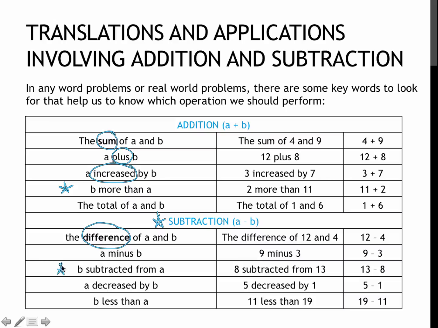This one is a little bit different. B subtracted from A implies that we're starting with A. So 8 subtracted from 13 means I started with 13 and I'm taking 8 away from that. So 13 minus 8. So this one's in the opposite order. A decreased by B, again, that one is in the correct order, but the last one here is not. B less than A, again, implies that I'm starting with A, and then I've got B less than that. So 11 less than 19 means I started with 19 and I'm subtracting 11.